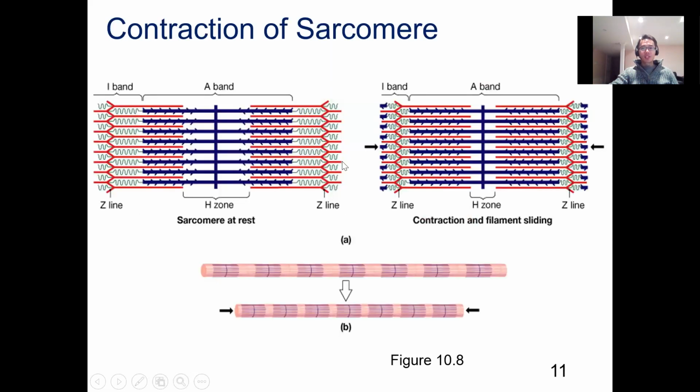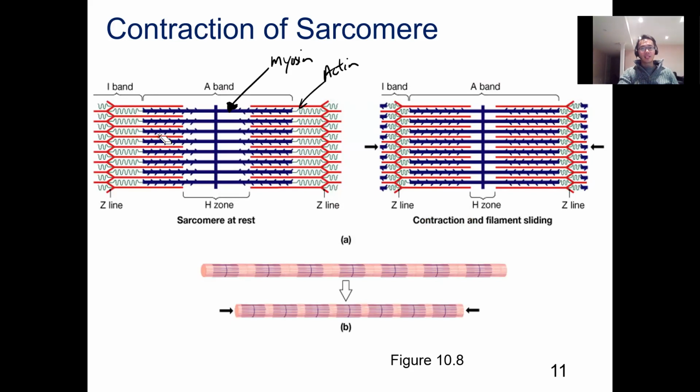So this is a more sophisticated picture. You can see all the blue ones here. What are the blue ones? Is it actin or myosin? Tell me out. Myosin. That is the myosin, the thicker one, right? And then we have the actin.